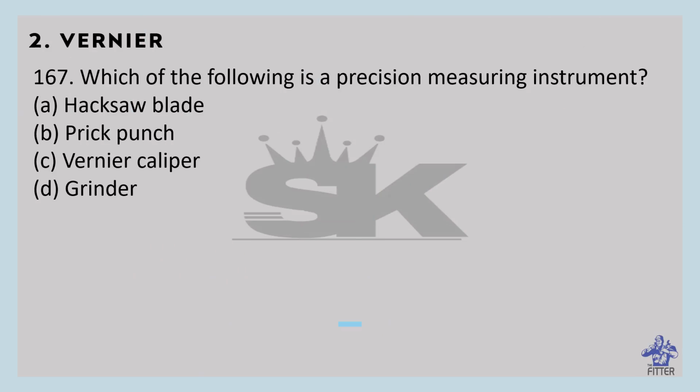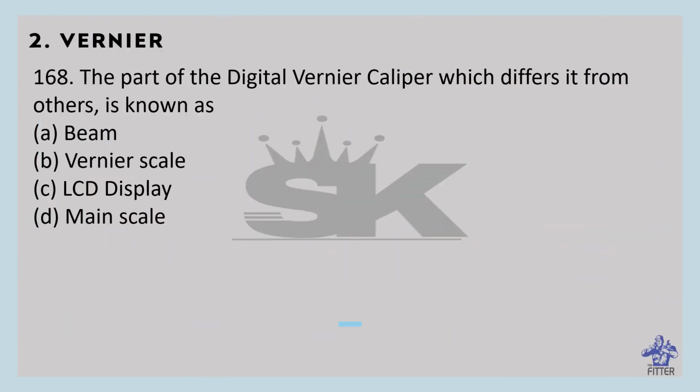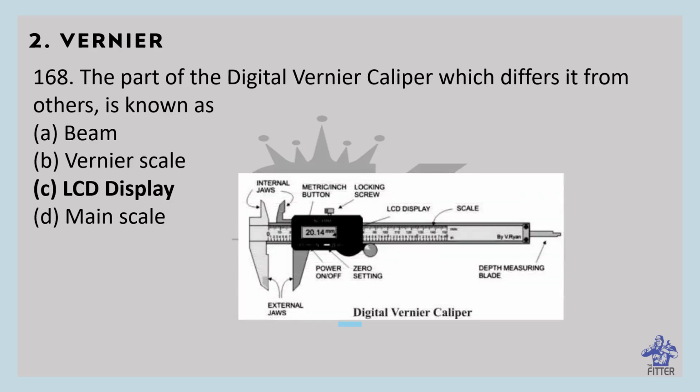Which of the following is a precision measuring instrument? That is the vernier caliper. Okay, a vernier caliper is a precision measuring instrument because it measures the precise value of linear dimensions. Okay, its least count is 0.02 mm. Okay. The part of the digital vernier caliper which differs it from others is known as the LCD display. You can see here in the image. So this is the LCD display where you can observe the dimension. Okay.